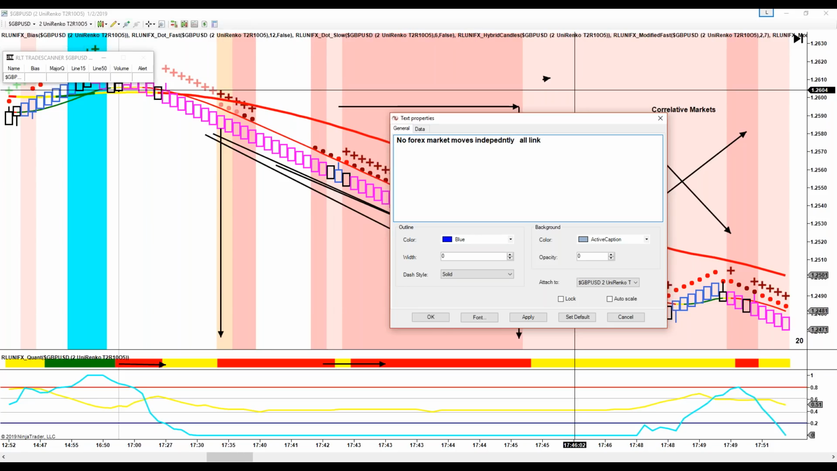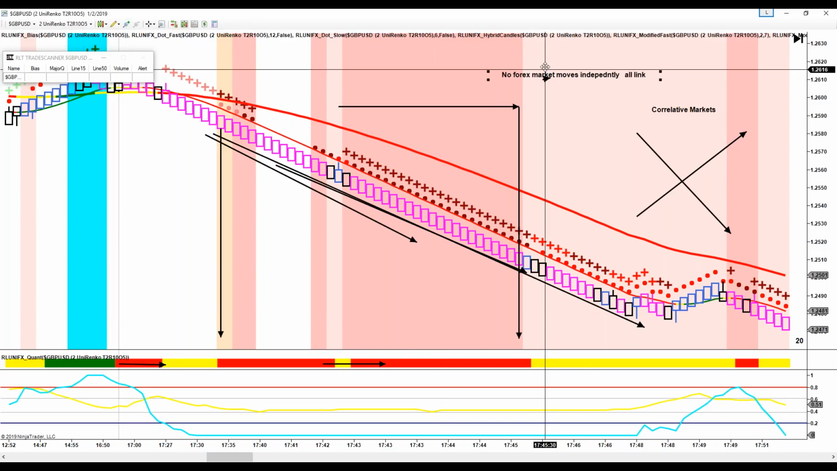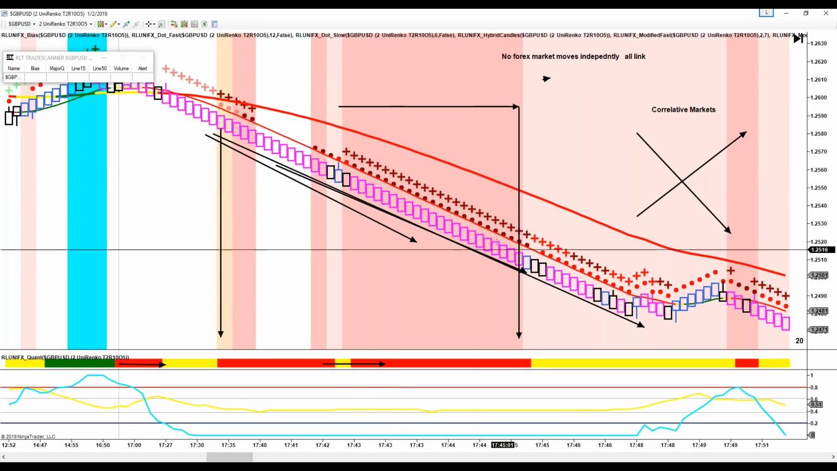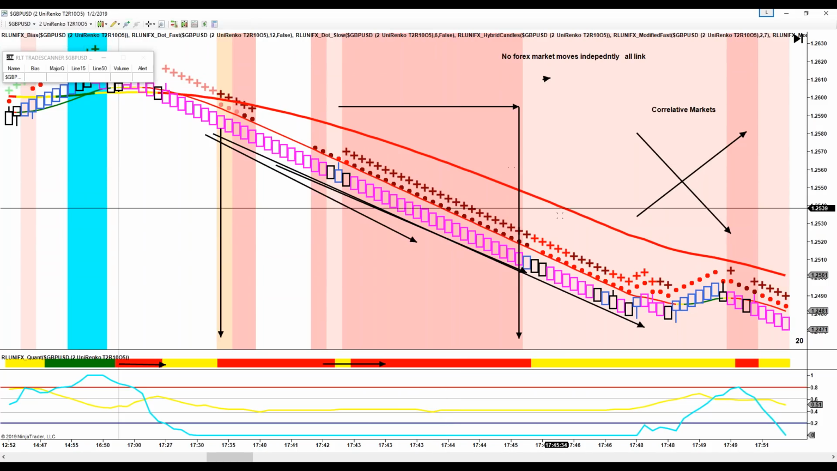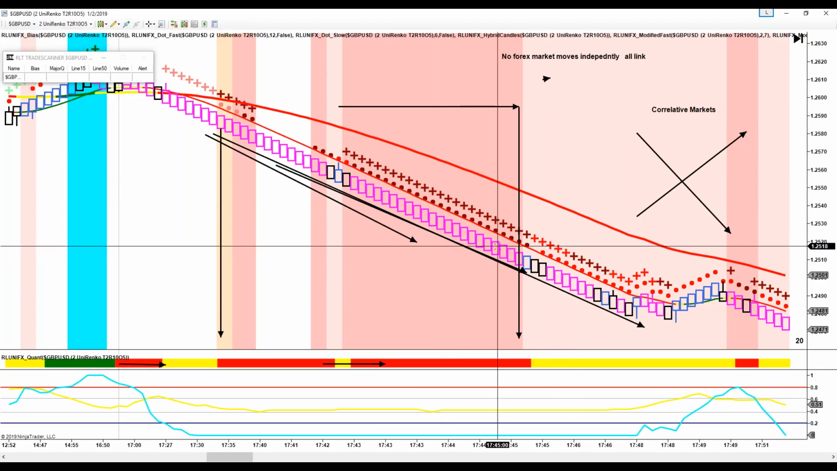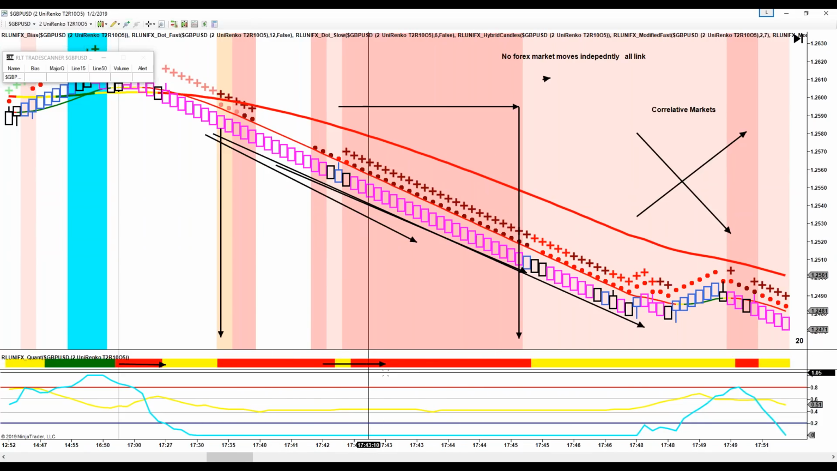And if you try to trade one Forex pair in isolation, you can do it, but you won't be able to do it with as much precision as if you're able to watch multiple Forex markets at the same time without having to put up a whole bunch of charts. That's what we're doing here with our quant line.